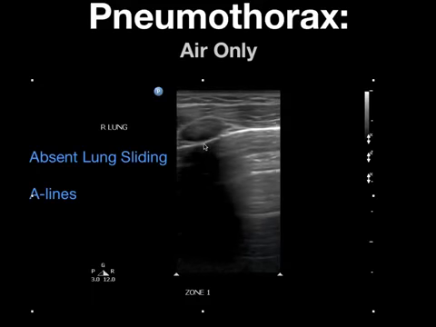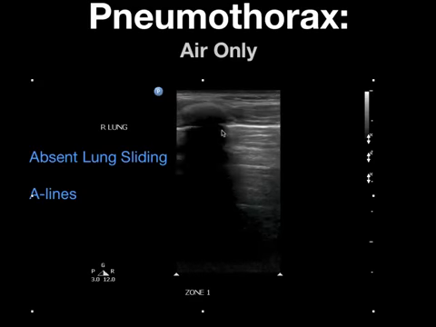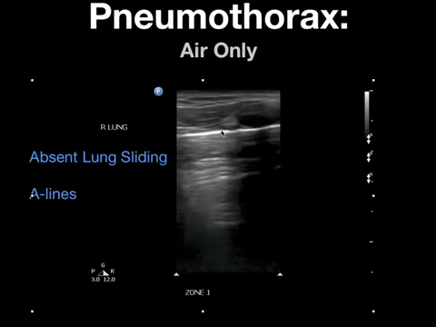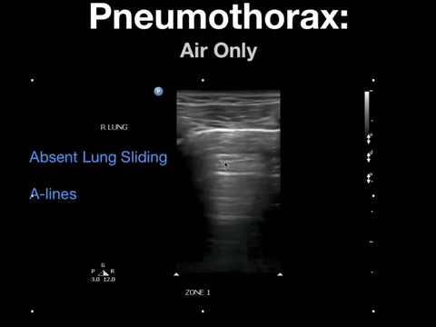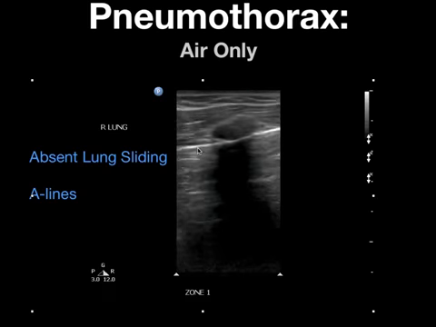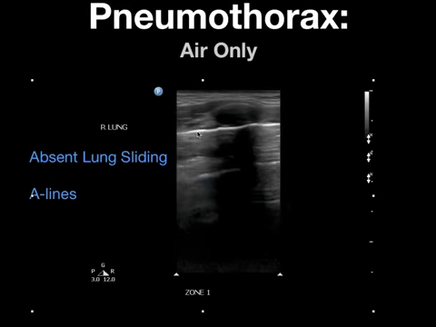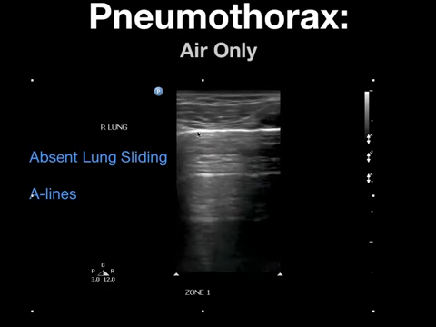Now, pneumothorax is basically an air-only process at the pleural line. So you're going to have absence of lung sliding and a predominance of A lines, which are reverberation artifacts that occur from the distance from the soft tissue to the pleural line, and you can see those here. Taking a look at the pleural line, which you can clearly see is below the rib here, my transducer is moving, but there is no movement back and forth during respiration on this patient.